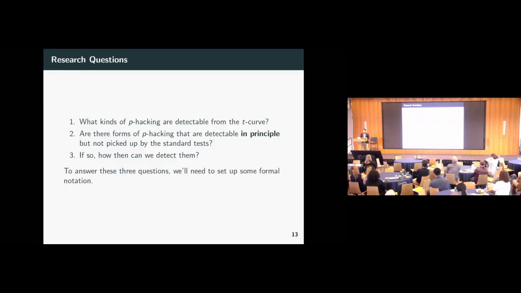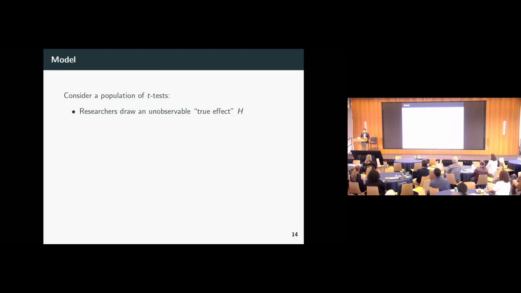So to answer these 3 questions, unfortunately, I will need to set up just a little bit of mathematical notation. I've hidden most of it. But let's just formalize a few things so that we can all speak the same language with each other. So consider a population of t-tests. Each researcher draws an unobservable true effect H. This is like the true effectiveness of the drug being tested or of the intervention. Researchers don't observe the true effect. Instead, they observe the t-score. The t-score is the true effect plus some sampling error, where the sampling error has the standard normal distribution.